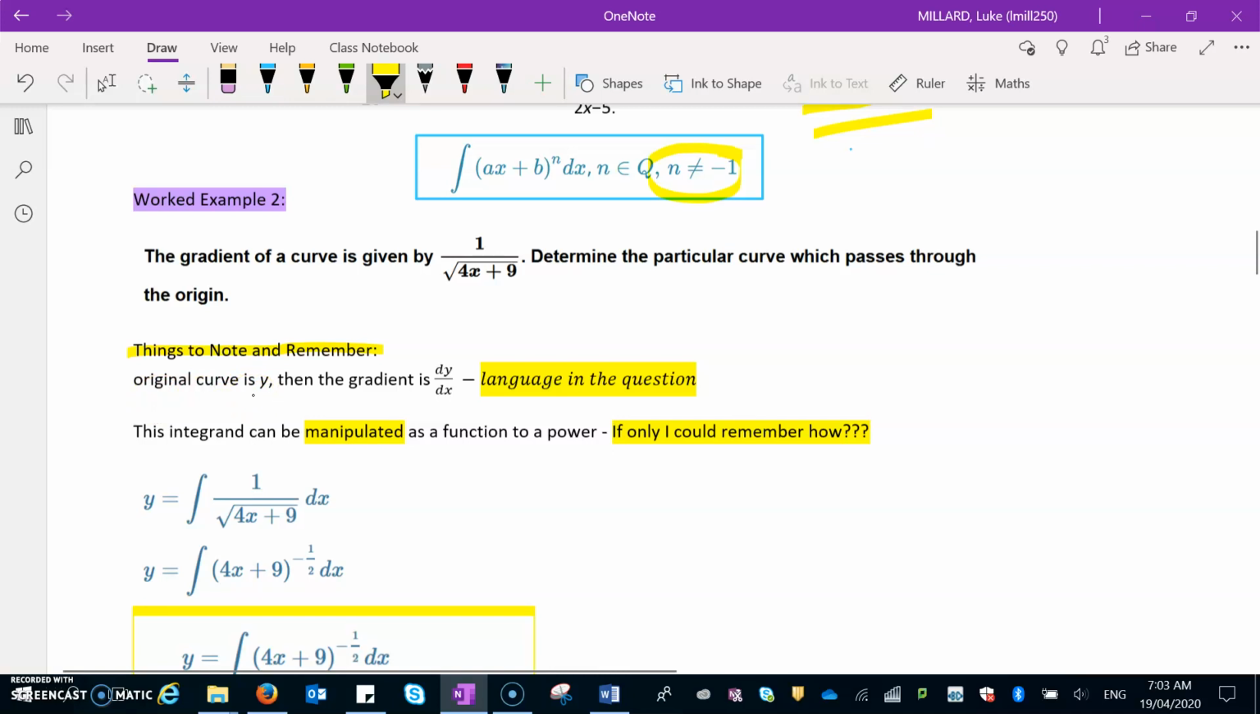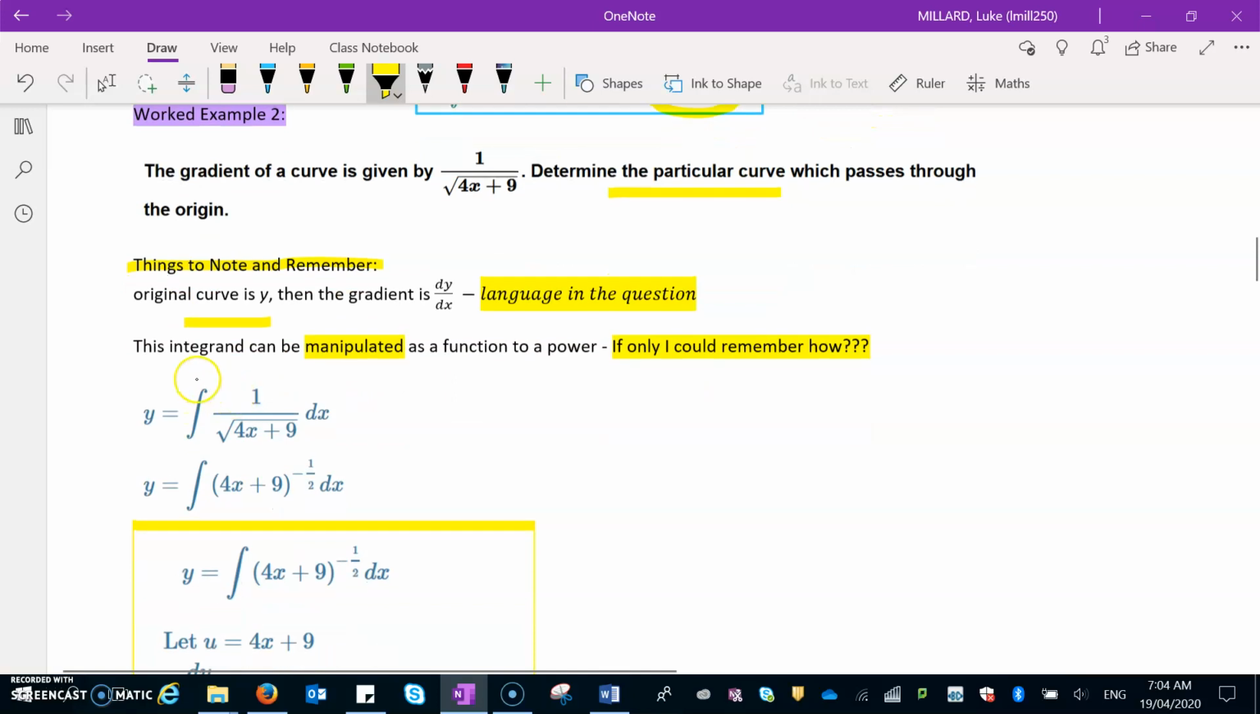And remember, when we derive a function, that's instantaneous rate of change or gradient. So in this case, they've given us the gradient function dy over dx, and we want to get back to the particular curve, which is the original. So just a little bit of language in the question that you need to continually familiarize yourself with.